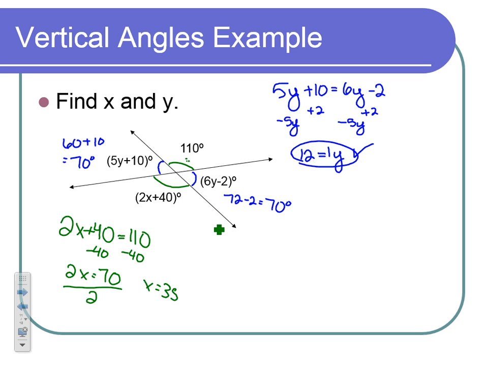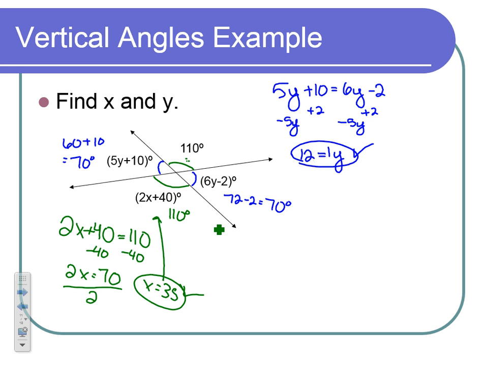Okay, so I know this top angle up there where those dots are is 110. So if I plug in x here, I should in fact get 110. So 35 times 2, well, I know that's 70. Then if I add 40 to that, I sure do get 110. So this is the correct x value.